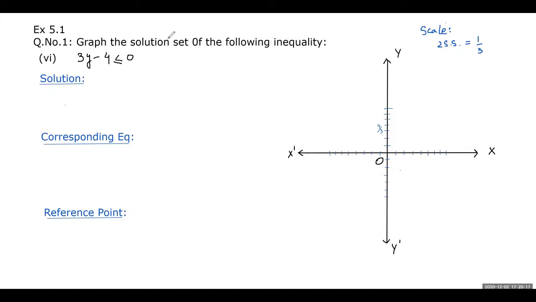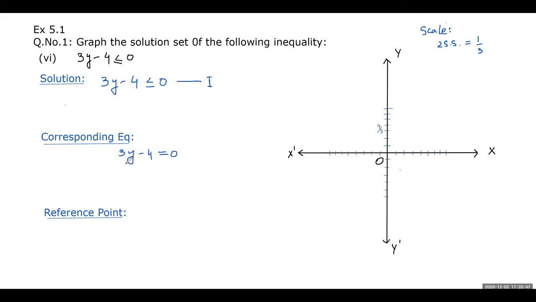The given inequality is 3y minus 4 is less than or equal to 0. We name this inequality as 1. First of all, we are going to write its corresponding equation. All I have to do is replace the inequality sign by the equals to sign. So the corresponding equation will become 3y minus 4 equals to 0.